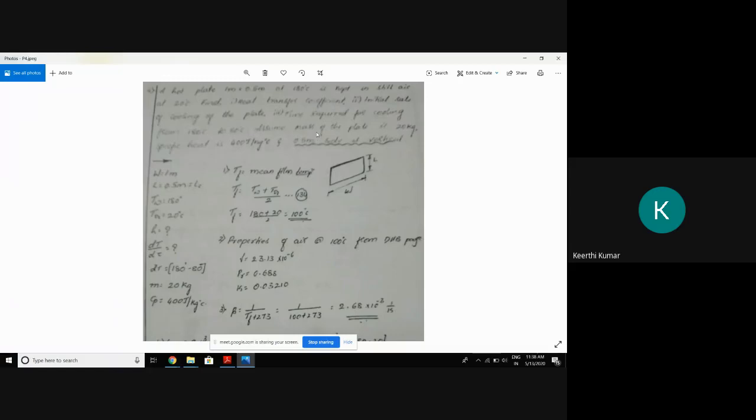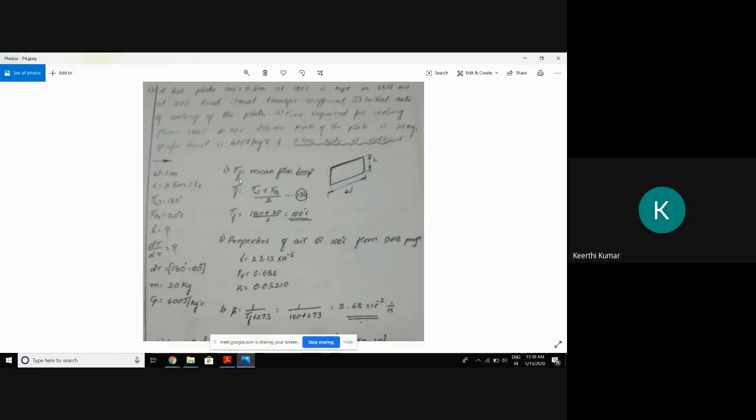Assume the mass of the plate. Here he has given the mass of the plate, not the mass of the fluid. Mass of the plate is 20 kg. Specific heat of the plate is 400 joules per kg Kelvin. And the 0.5 m side is vertical length. That means the value of L will always be the length perpendicular to the air motion. So L is 0.5. We will take this as the L value, the characteristic length.